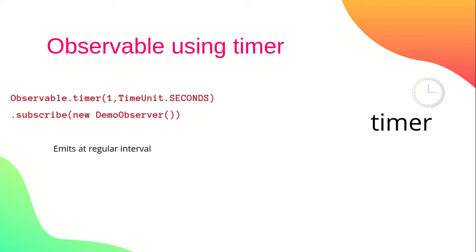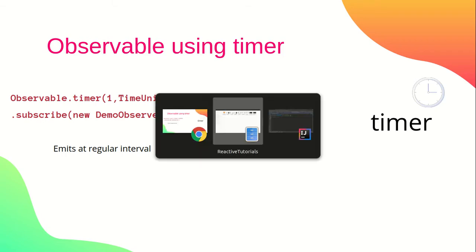Observable using timer is almost similar to our last one, where we used observable using interval. The only thing is that it is not an interval, so it will only be publishing once, and it will be publishing after the time period which you specify. So let's create an observable using timer.